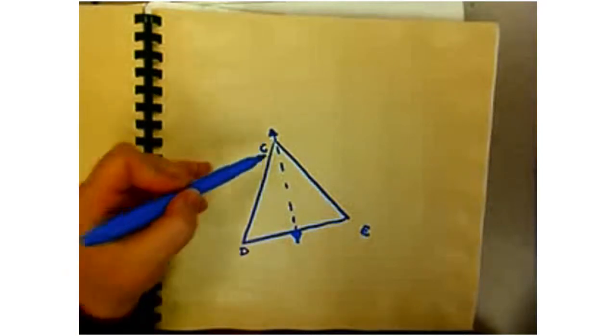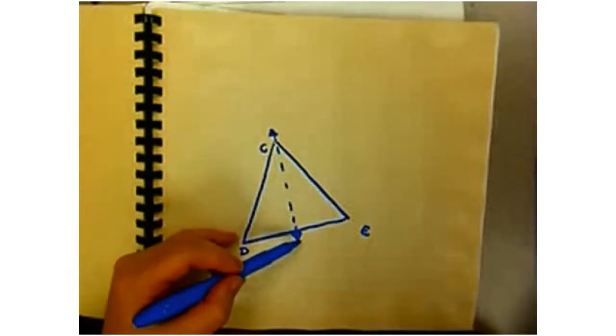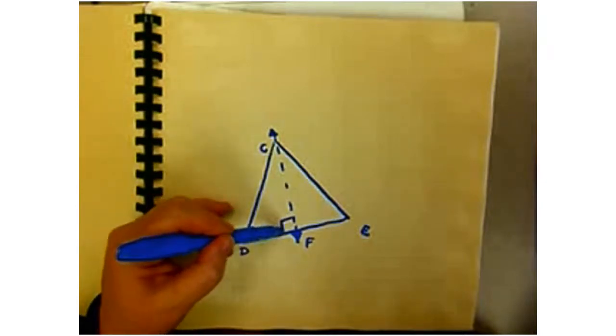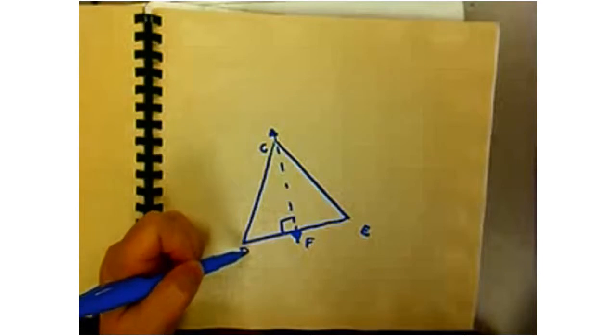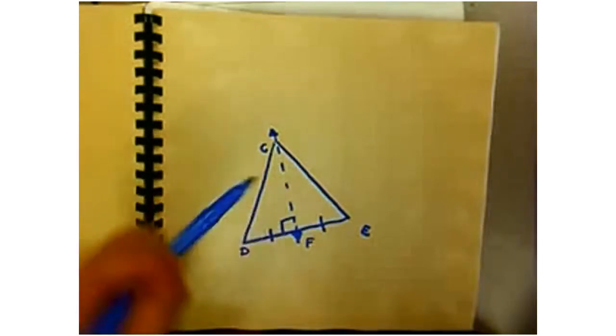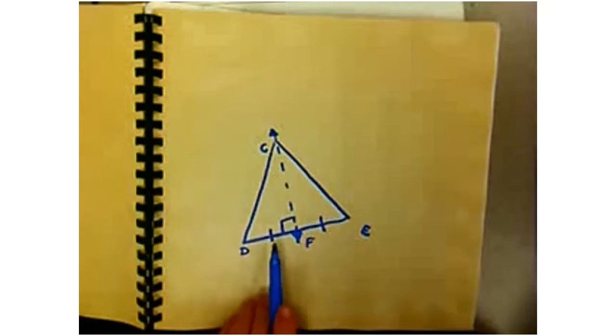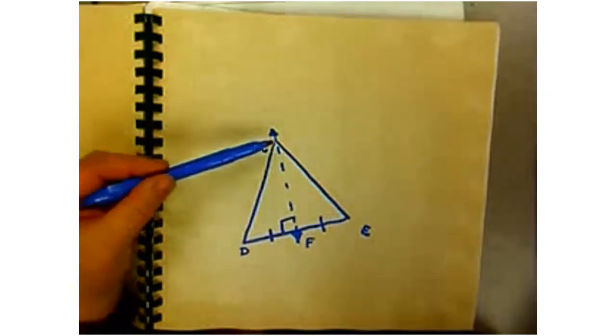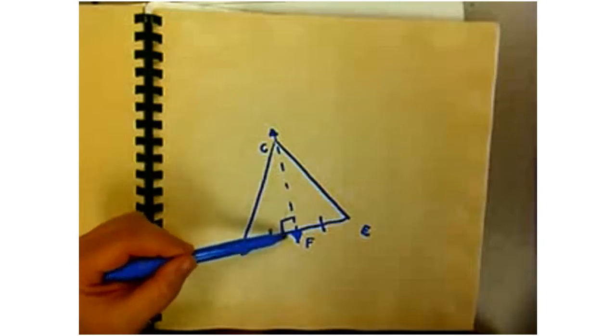And that's coming from vertex C to the side opposite, DE, at point F. And there's a right angle indicator, and then there's a tick mark from D to F, and a tick mark from F to E to show congruency. So that shows that if DF equals FE, then we know F is a midpoint. It's divided our DE in half. And then we also know that this is perpendicular because of the right angle indicator.